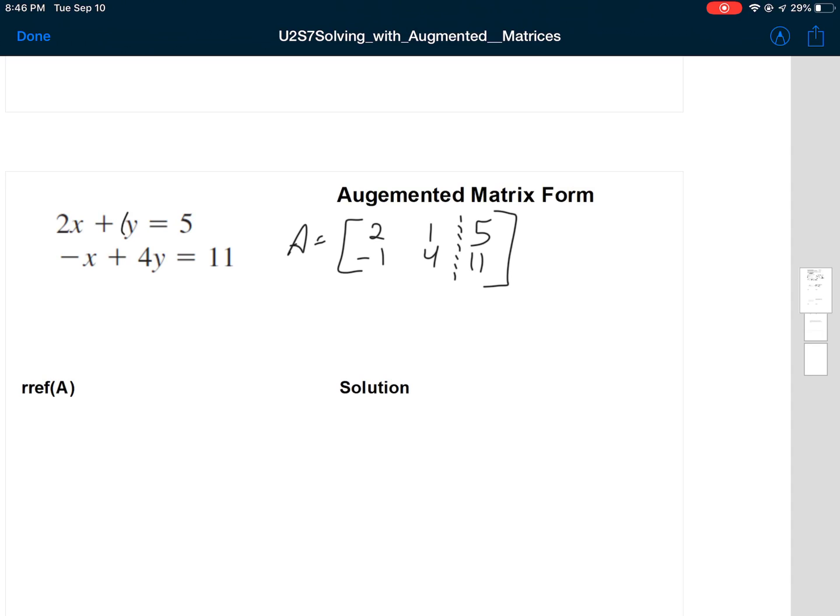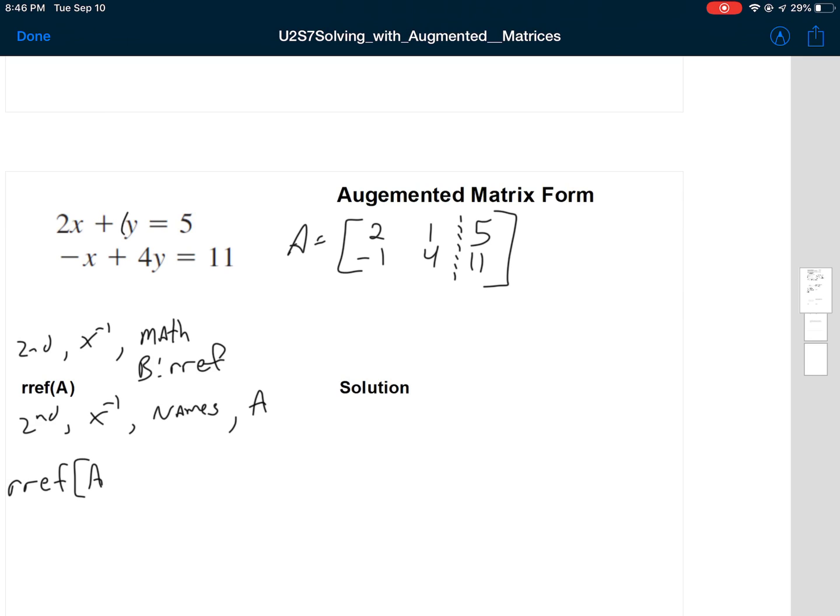I'm going to put that in for matrix A. Now I go to second, x to the negative first, then to math, and on my calculator it's option B, RREF. I'll pull that up, then go back to second, x to the negative first, and under names I'll bring up matrix A. It should look in your calculator as RREF with an A in it. Hit enter, and it should spit out a matrix.